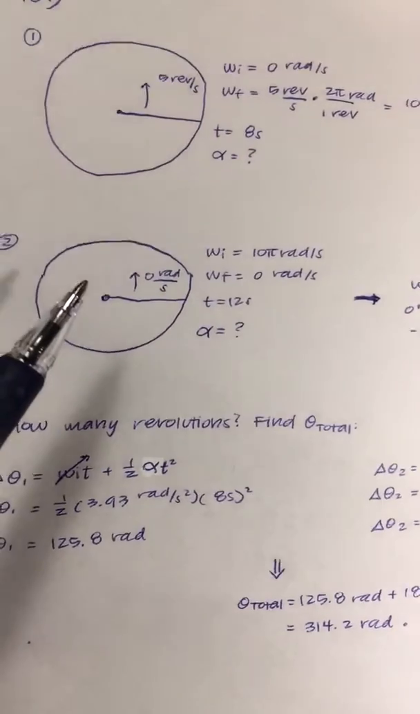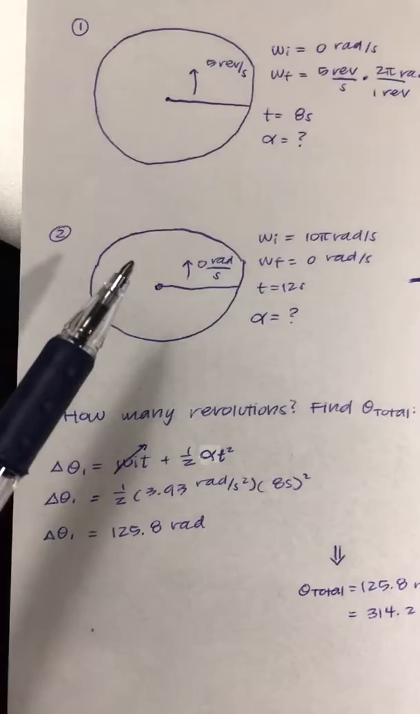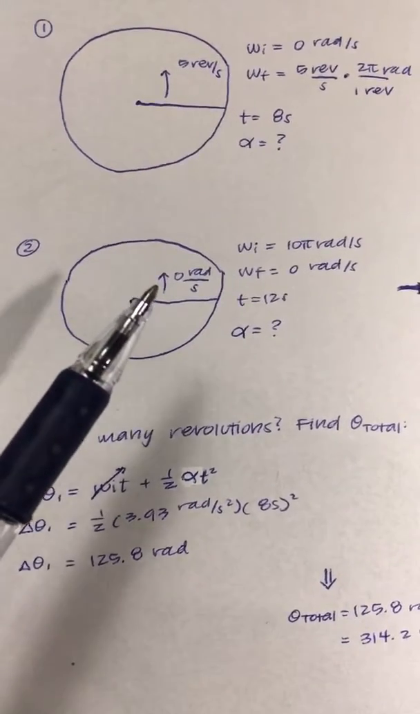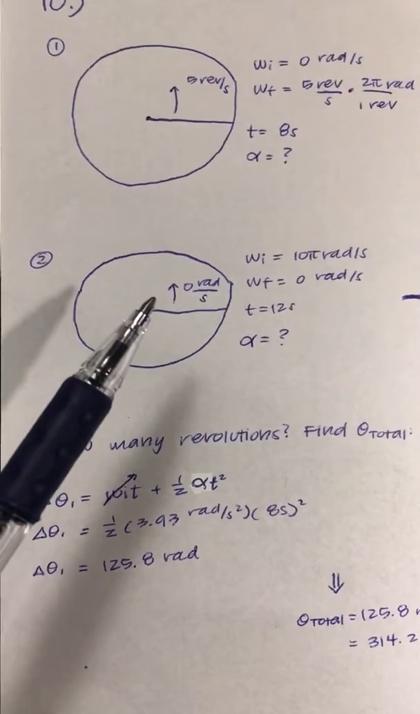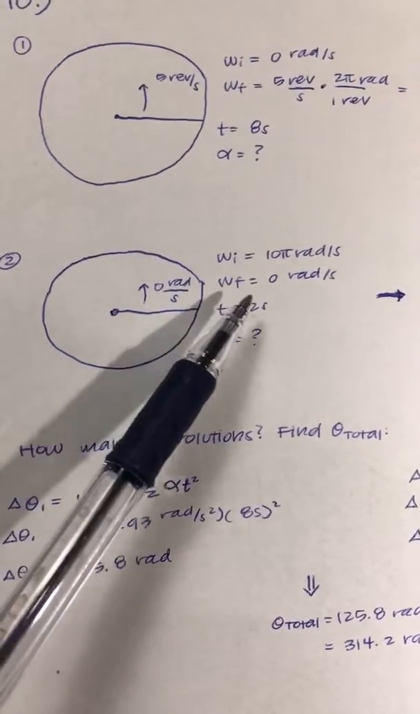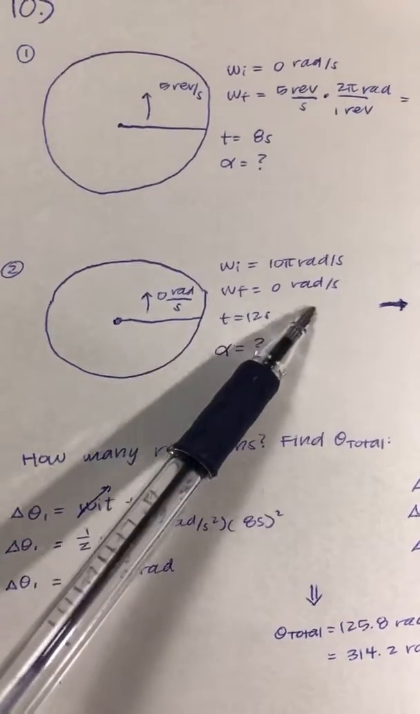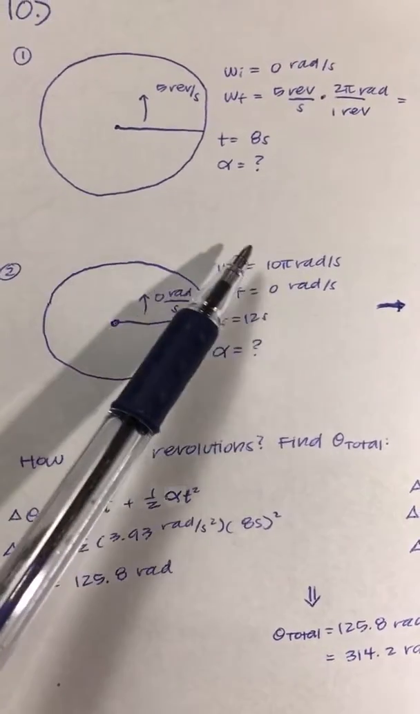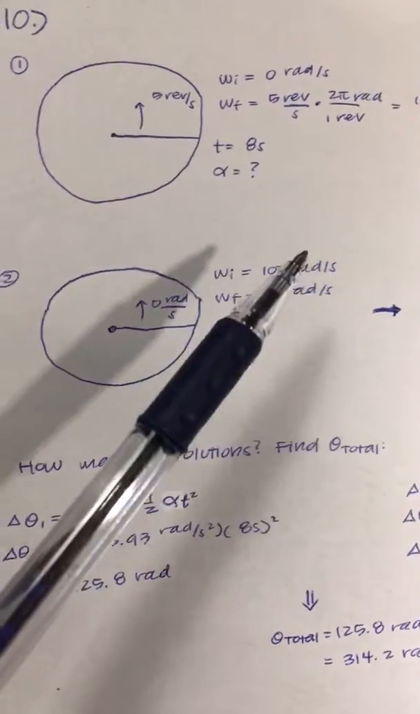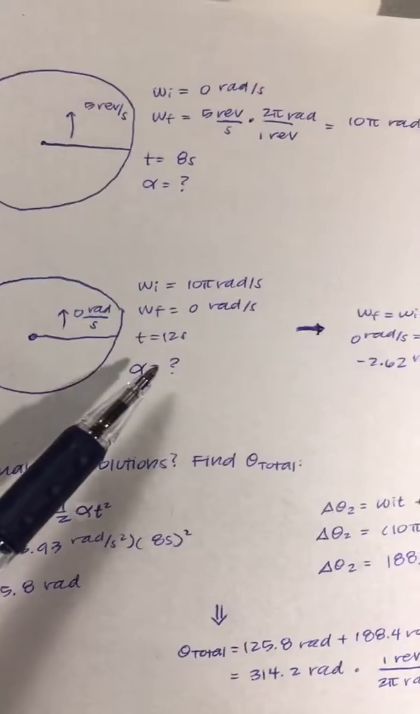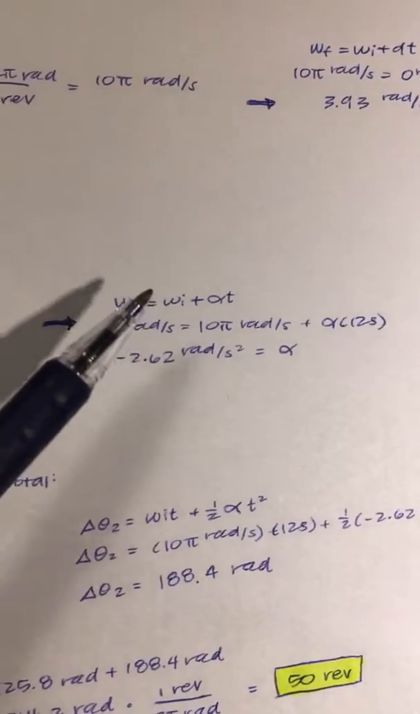The second part says that at this point, the person doing the laundry opens the lid and a safety switch turns off the washer. The tub slows to rest in 12 seconds. So if it slows to rest, then the velocity final is 0 radians per second. And then we know from this part that the initial is 10 pi radians per second. Once again, we're going to want to find the acceleration. We use the rotational kinematic.